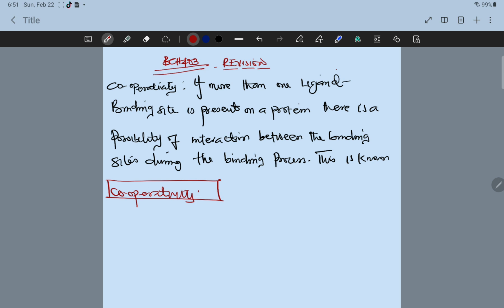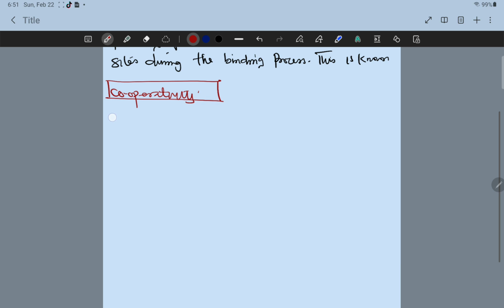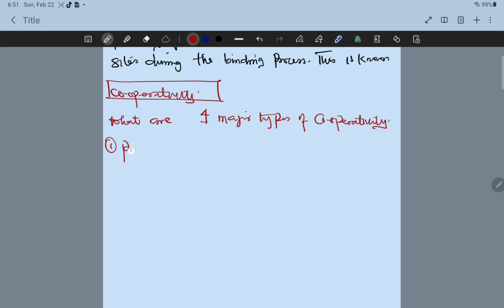When there is an interaction between ligands and the binding site of a protein, this is known as what? Cooperativity. And then we go to the next question: what are the four major types of cooperativity? The four major types of cooperativity that we have. Number one, we have positive cooperativity.